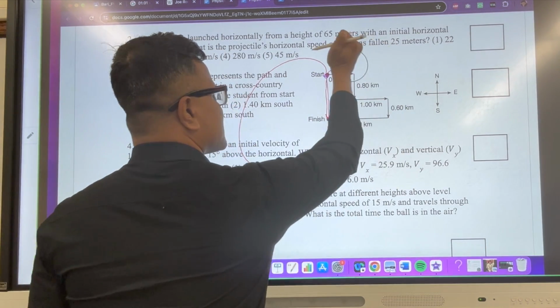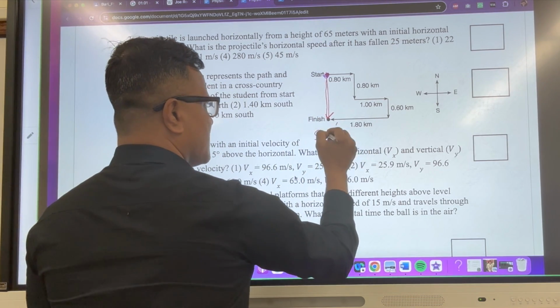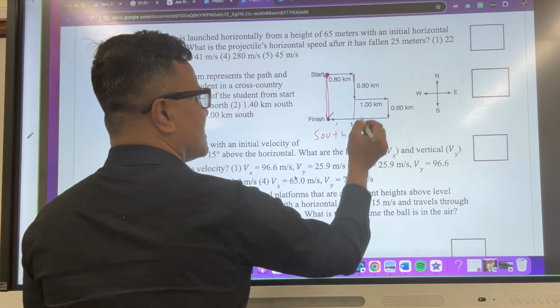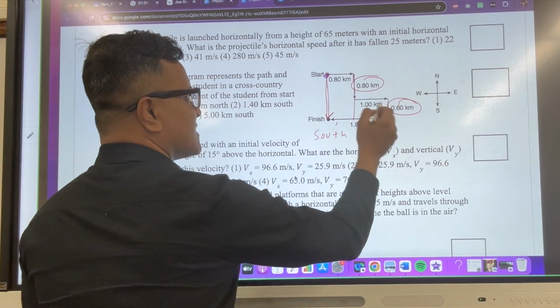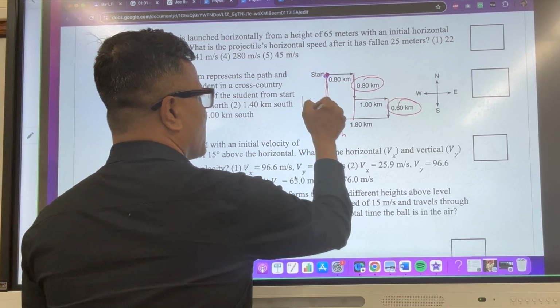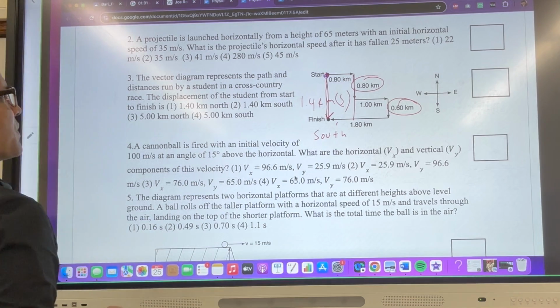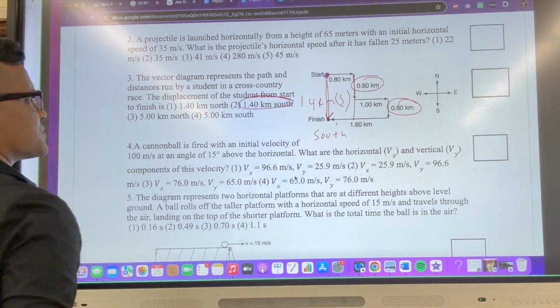So what is the size of this one? We already know that the direction is south. Okay. So what is the size? The size is this plus this. So 0.8 plus 0.6, 1.4. So 1.4 kilometer to the south.